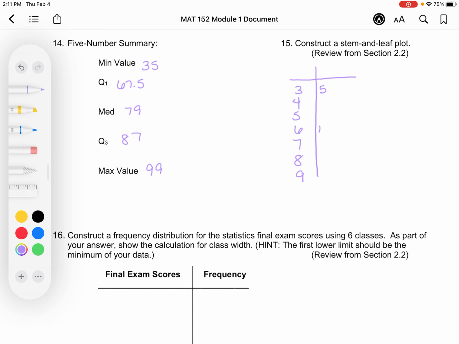We have 61, 64, 67, 68, 69, then 71, 77, 78, and 80, 81, 85, 86, 87, 87, then 90, 94, 96, 99. And count 1, 2, 3, 4, 5, 6, 7, 8, 9, 10, 11, 12, 13, 14, 15, 16, 17.